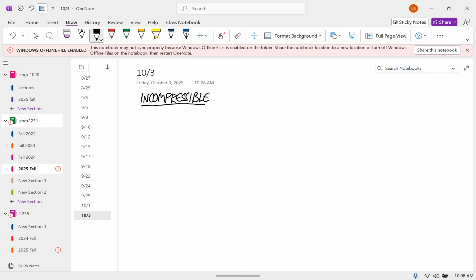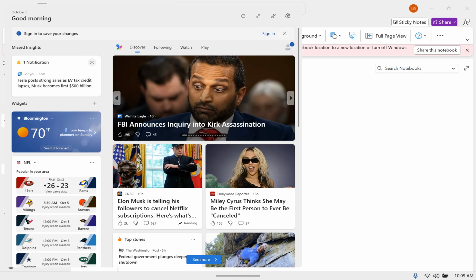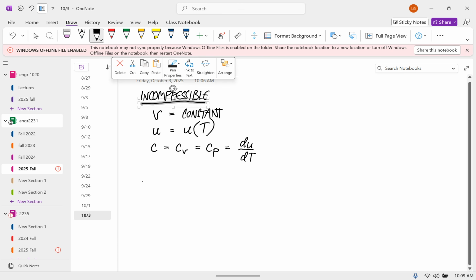And the assumptions related to this are that the specific volume is constant. The specific internal energy is just a function of temperature. And C, which is CV and CP, is d specific internal energy, d temperature. And we did an example or two. So now we're going on to ideal gases.